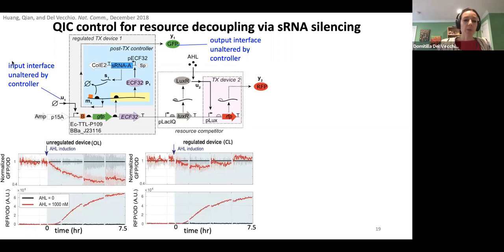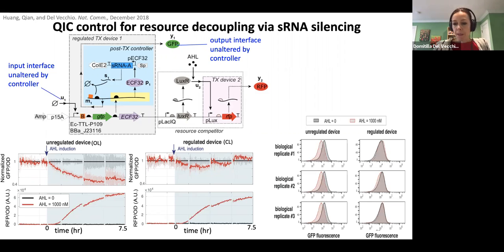So here is the experimental result. On the left-hand side, I'm showing an unregulated device where the sRNA is not there, so it's an open loop system. When we apply the perturbation, AHL, we produce RFP, and the output goes down. On the right-hand side, instead, when the controller is present, the GFP goes down, but then recovers through this common adaptation response. Distributions are controlled as well.